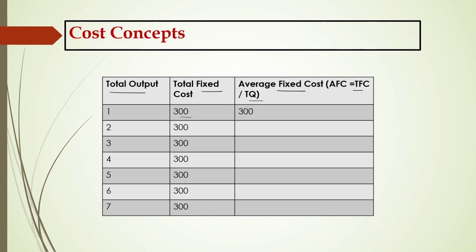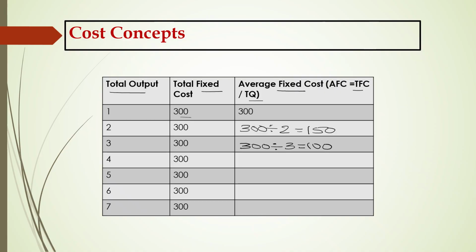Now second, when the output is 2, the total cost is 300. It remains same. So what will be my output? 300 divided by 2. It will come 150. Okay. Similarly, when the output increases to 3, total fixed cost remains same. So how do we write average fixed cost? Total fixed cost 300 divided by 3. My average fixed cost is 100.